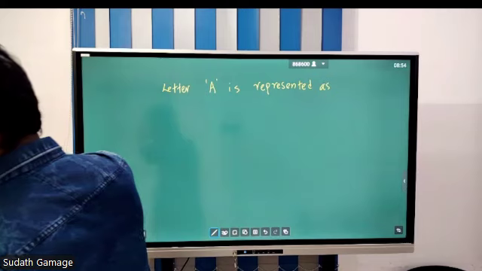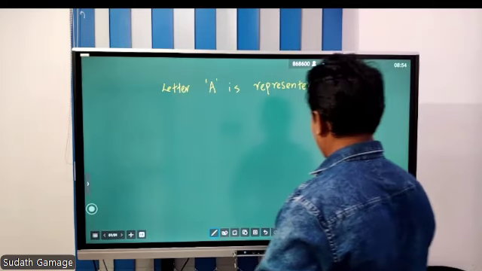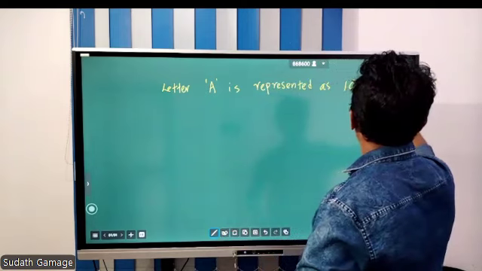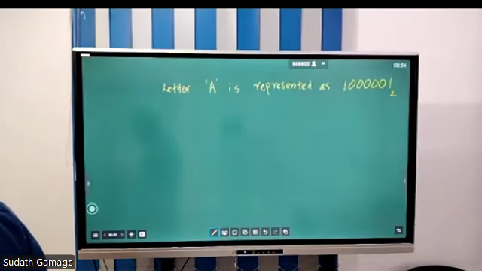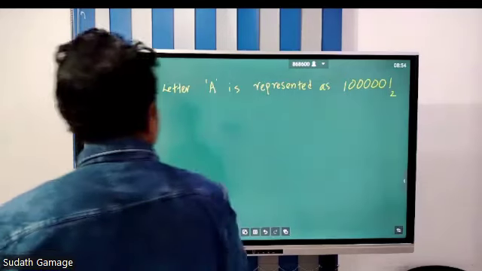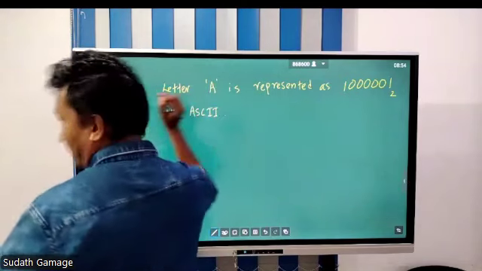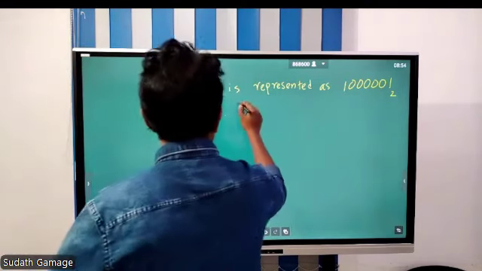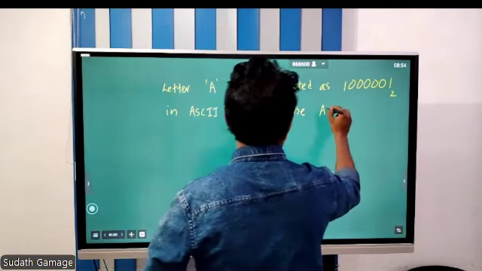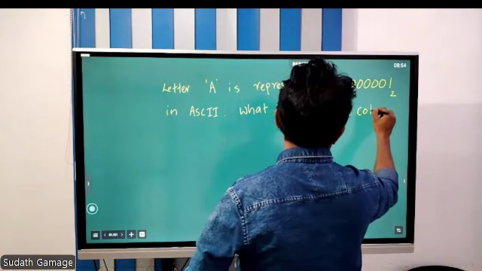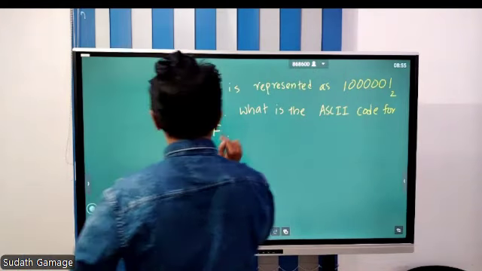Letter A is represented as 1000001 in ASCII, right? What is the ASCII code for letter F?